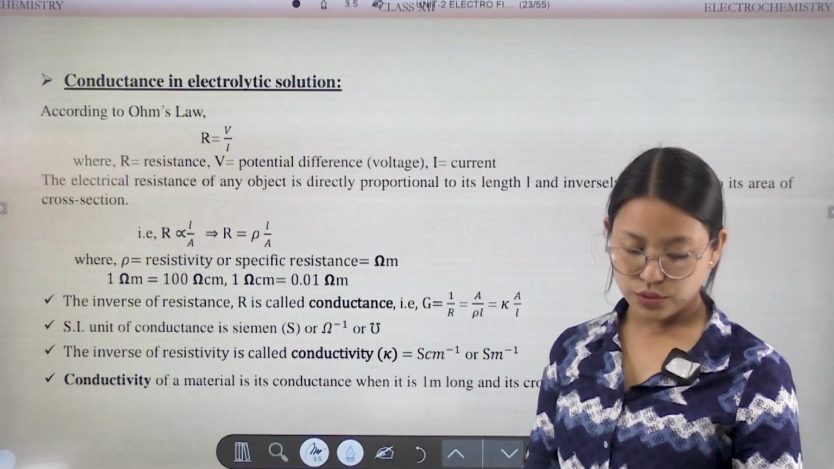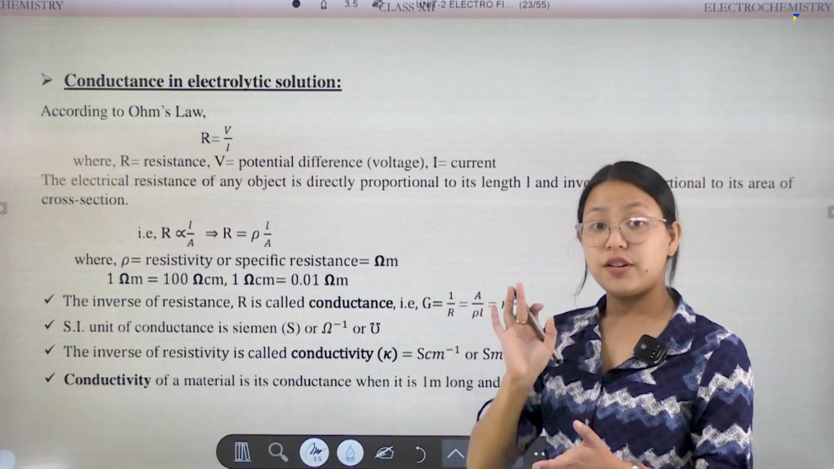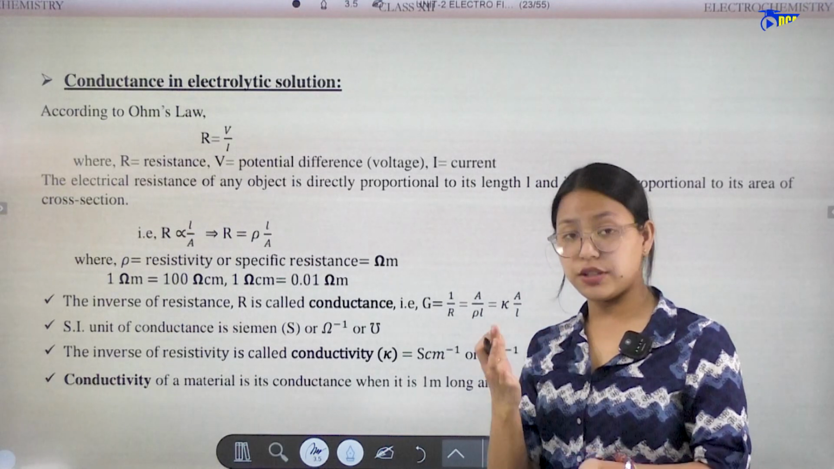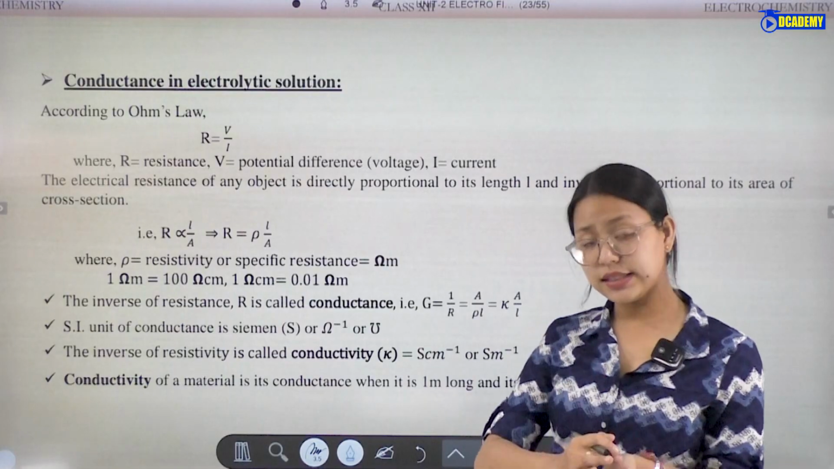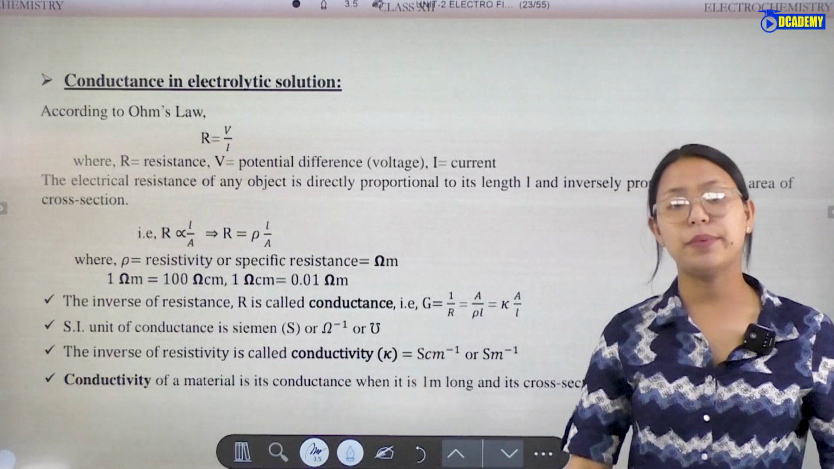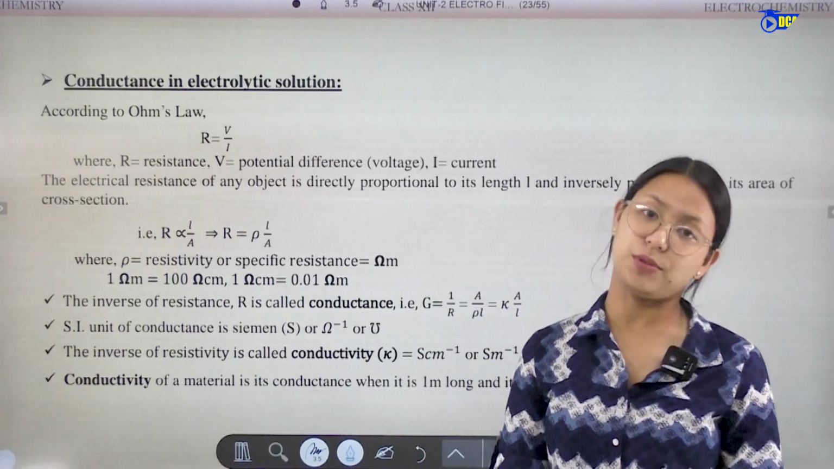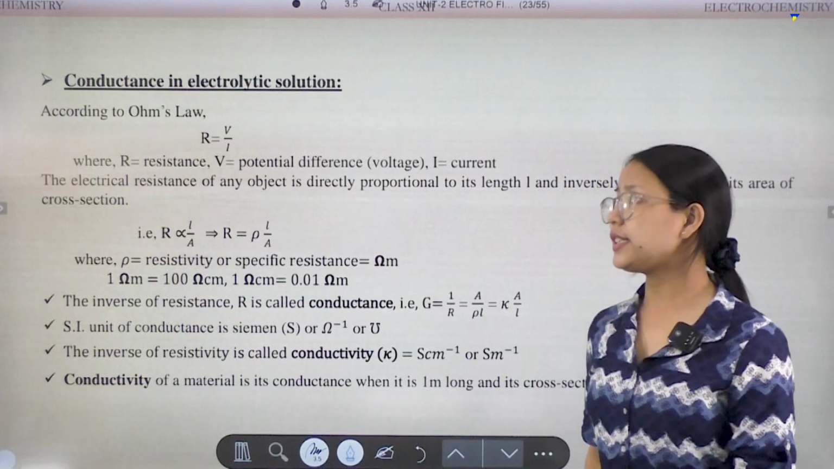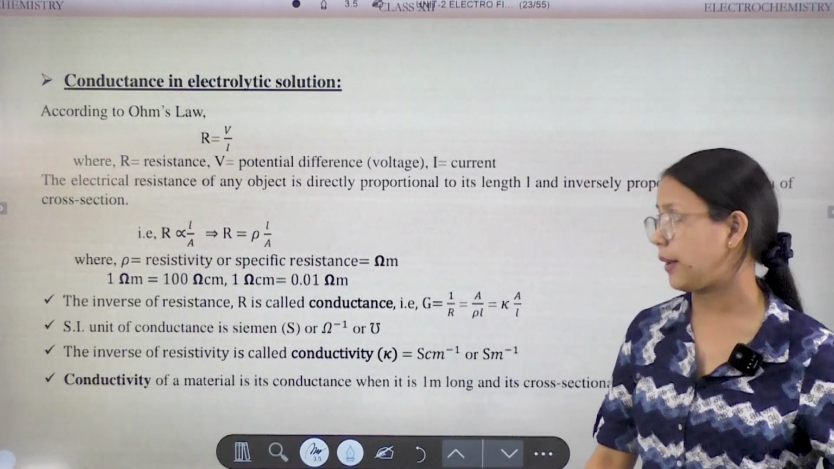Ohm's law, resistance, resistivity, conductance, and conductivity. Let's see what happens here with conductance in an electrolytic solution.